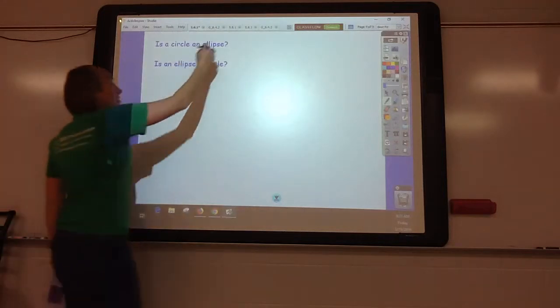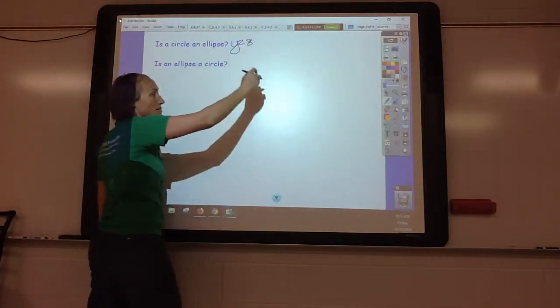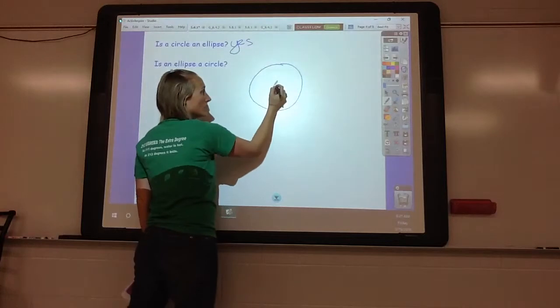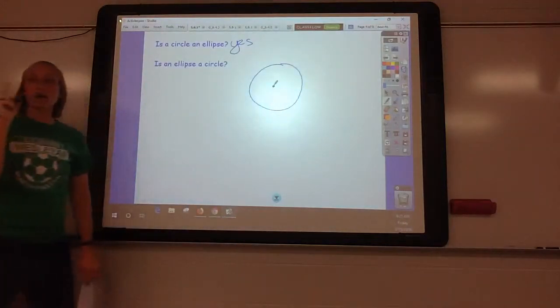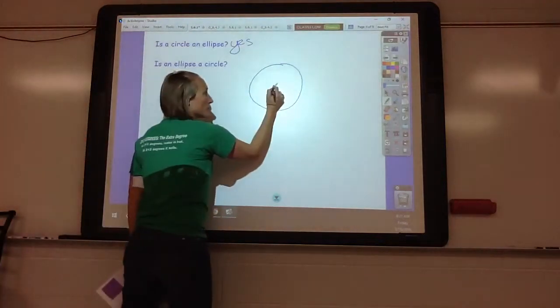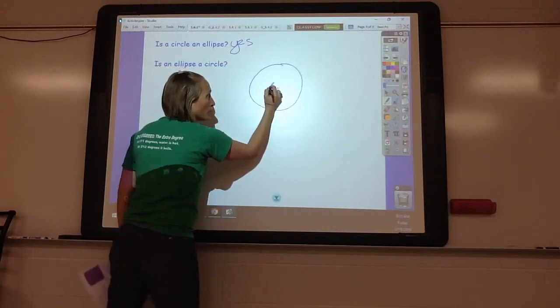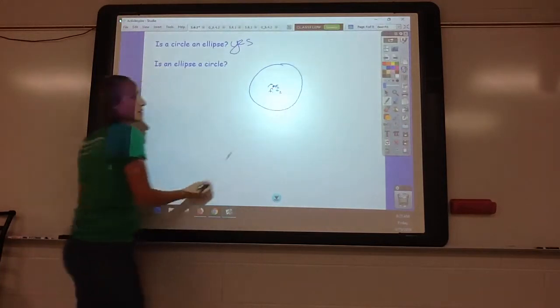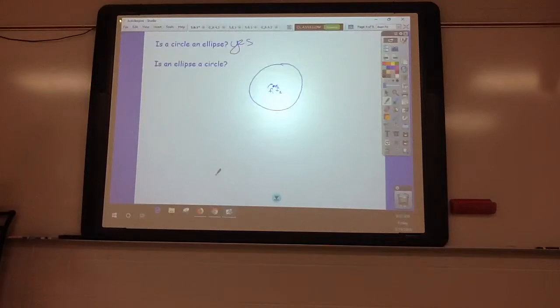This is a yes. Is a circle an ellipse? Yes, it is. If I draw a circle, it has a center point. Essentially, why it's an ellipse is because focus 1 and focus 2 are both this point. So is a circle an ellipse? The answer is yes. Is an ellipse a circle? No. So the answer is not no.